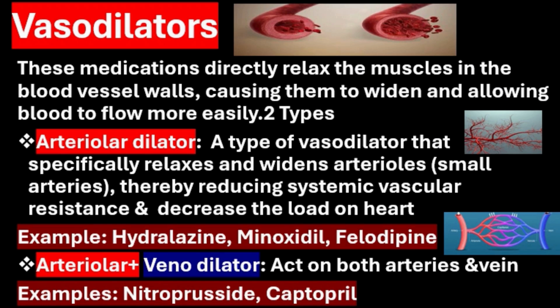The second type is arteriolar plus venodilators, which will act on both arteries and veins. For example, nitroprusside, captopril. So these are all about the antihypertensive medications: 5 main categories and their subcategories with examples. Please remember all these examples and mechanisms for better scoring in your exams, because important questions will be asked from this topic. We are winding up this session.